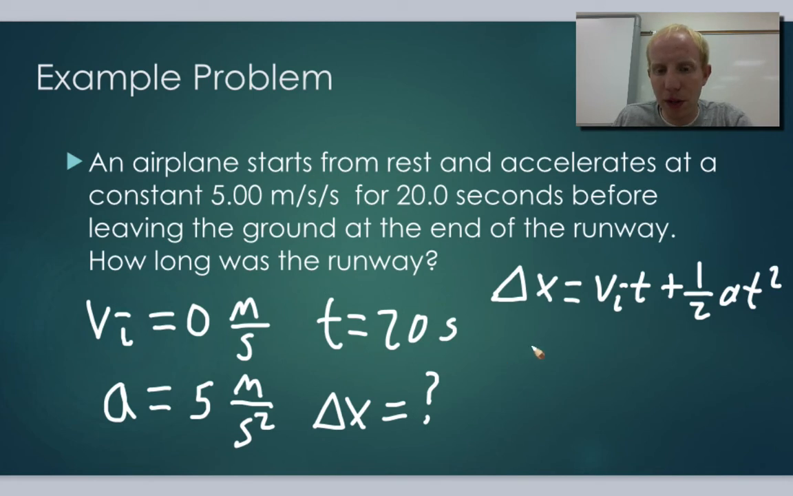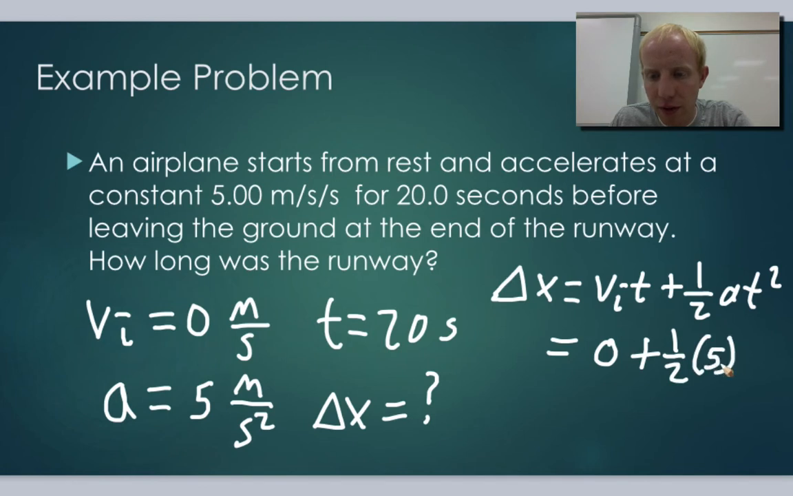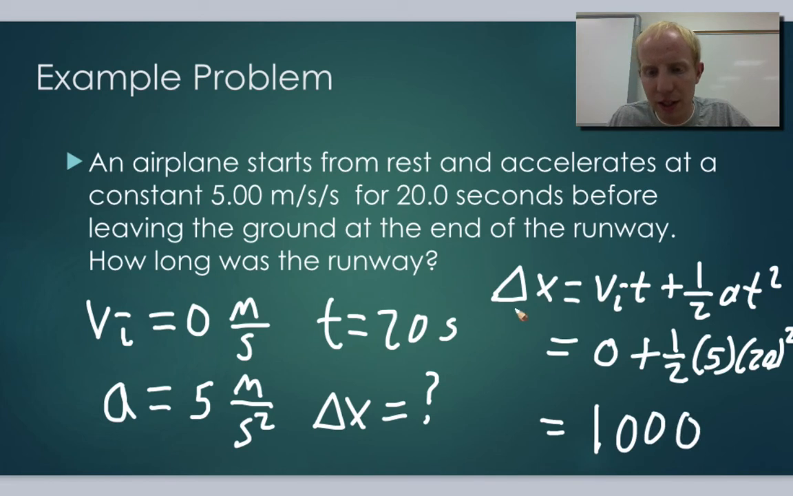So now we just plug in what we know. Change in x equals vi, which is 0 in this case, times time, plus 1/2 times 5 for the acceleration, times 20 squared. You put that into your calculator: 0 plus 1/2 times 5 times 20 squared, and this is a displacement, so it's going to be in meters. So the runway is 1,000 meters long in this problem.